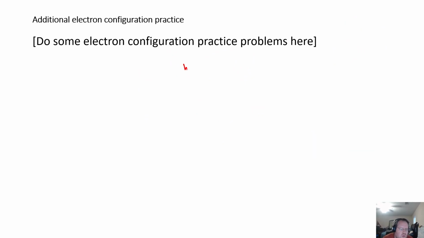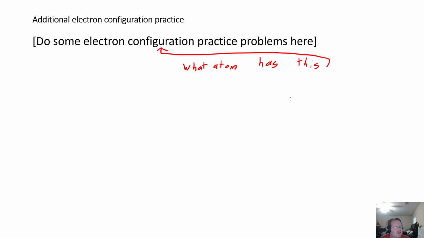Let's say I told you, what atom has this electron configuration? I'm not going to write out the words "this electron configuration"; you can do that if you'd like. I'll just point to it so I don't have to write it again. So what atom has this? Let's say we had argon, 4s2, let's say 3d3.